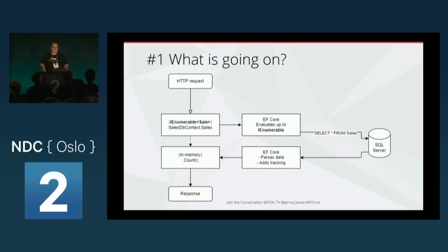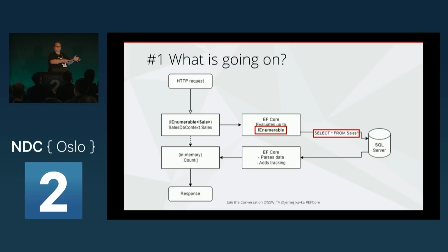So what happens here is we're making an HTTP request. Down below we have the IEnumerable, salesdb context.sales. When we try to evaluate the EF Core query, it will only evaluate up to the point where we hit the cast to IEnumerable, or we do ToList. So what we end up with is a select star from sales. And that means that it literally downloads the entire database.